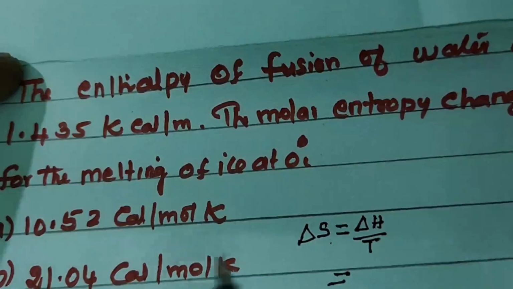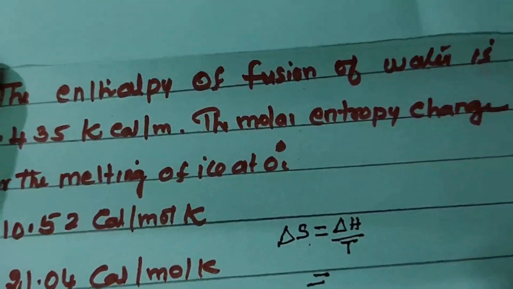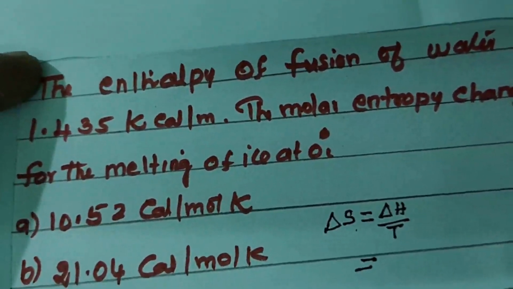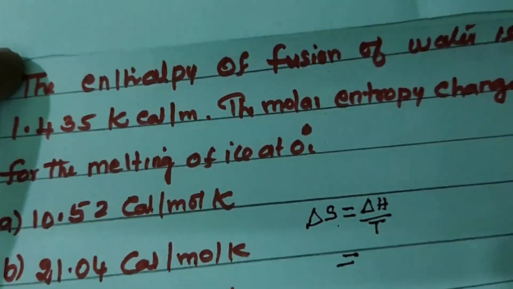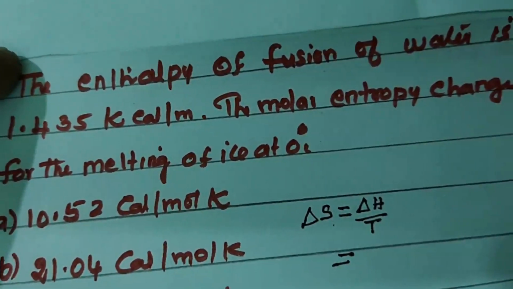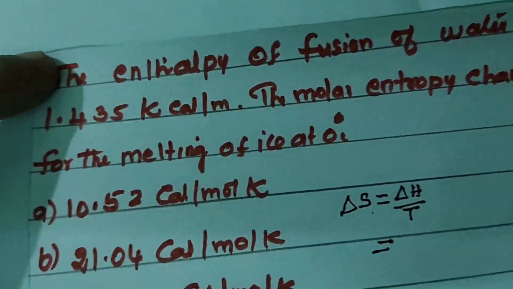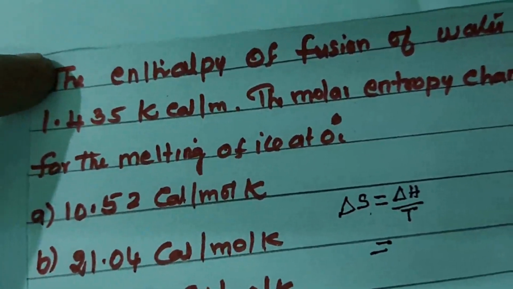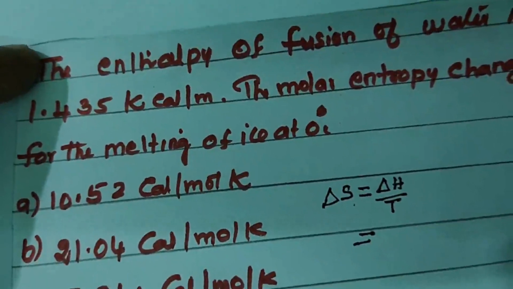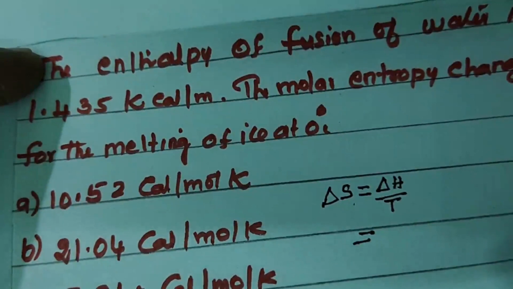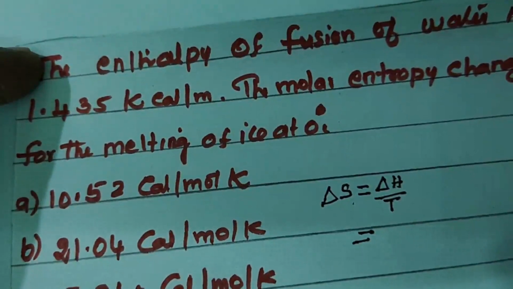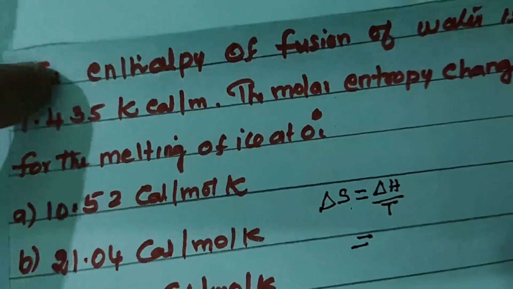In the second question, the enthalpy of fusion of water is 1.435 kilocalorie per mole. Find the molar entropy change for the melting of ice at 0 degree centigrade. So here the delta H value is given to calculate the delta S value. The unit of delta H in the question is kilocalorie, but the answer is in calorie. So delta S is equal to delta H by T, the temperature.